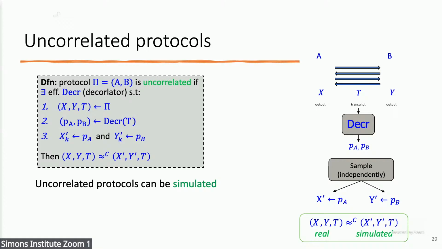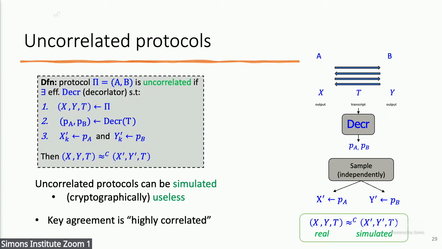And I claim that these protocols are totally useless. Why? Cryptographically, because rather than doing the protocol itself, Alice can compute the transcript by herself, apply the decorrelator, and send the distribution to Bob. So this protocol is totally not interesting; you can do nothing when uncorrelated.